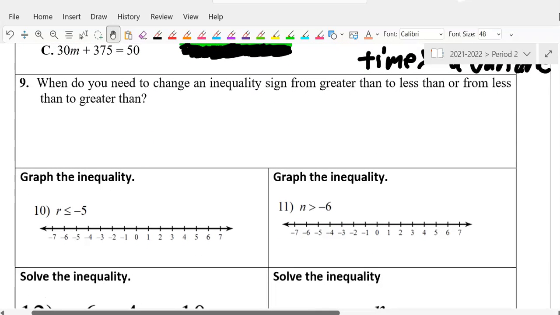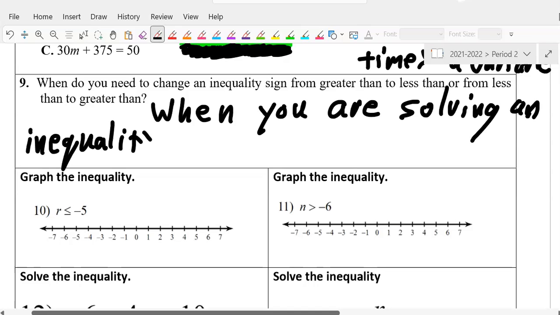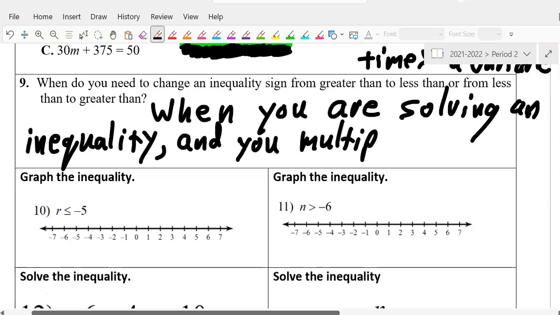When you are solving an inequality, you are multiplying or dividing by a negative. So we need to read the question first. When do you need to change the inequality sign? When you are solving the inequality. So let's do the first sentence first. You're going a little too fast. When you are solving an inequality, comma. So if you missed this, you may have missed this first part. We didn't always repeat it when we were practicing. When you are solving an inequality, comma, and what, Mr. SpongeBob? Multiplying or dividing by a negative. And you multiply, right, or divide by a negative number.